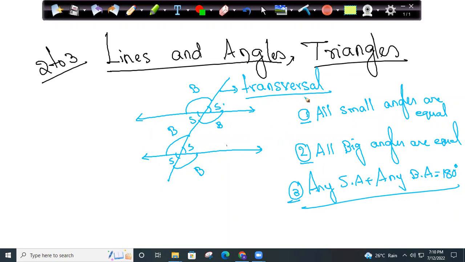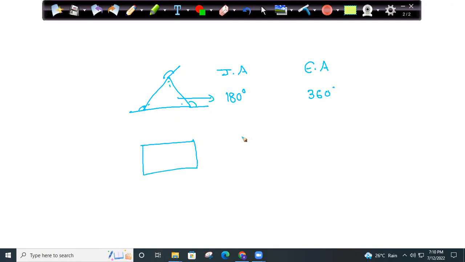Then in angles, suppose I take a triangle. What is the sum of interior angles in a triangle? The sum of interior angles in a triangle is 180 degrees. What is the sum of exterior angles? First of all, what is an exterior angle? This is an exterior angle. This is an exterior angle. This is an exterior angle. So the sum of exterior angles in a triangle is 360 degrees. If I have a quadrilateral, the sum of interior angles is 360 degrees. The sum of exterior angles is also 360 degrees.